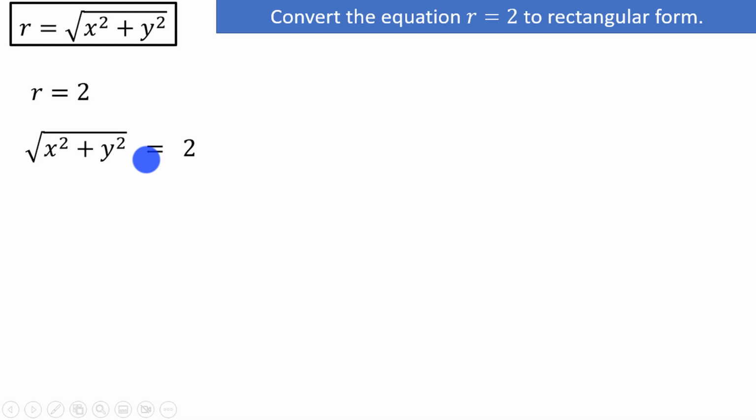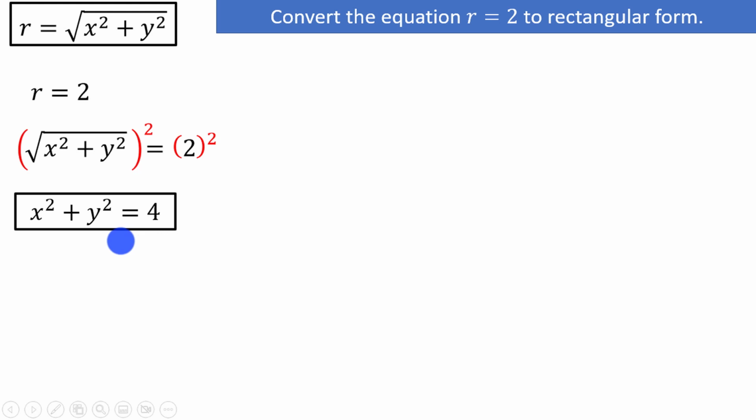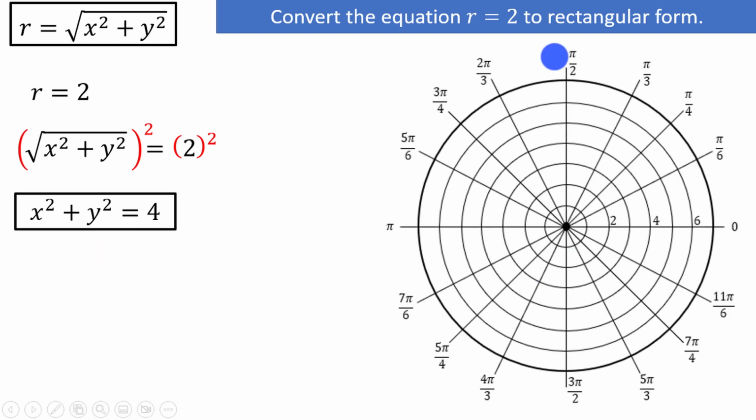Now technically, at this stage, we have converted to rectangular form, but we might want to simplify this a little bit. If we square both sides, we will clear the square root, so that we will have x squared plus y squared is equal to 4. Now you might recognize this as the equation of a circle. We could plot this onto a polar coordinate graph.